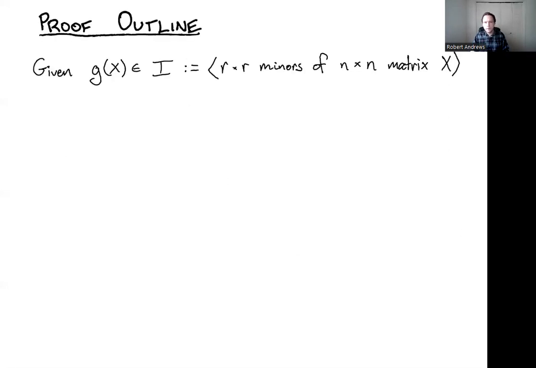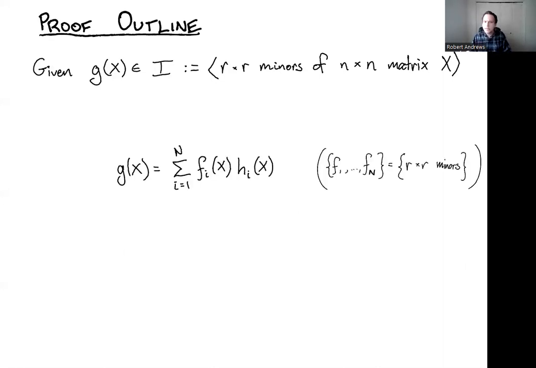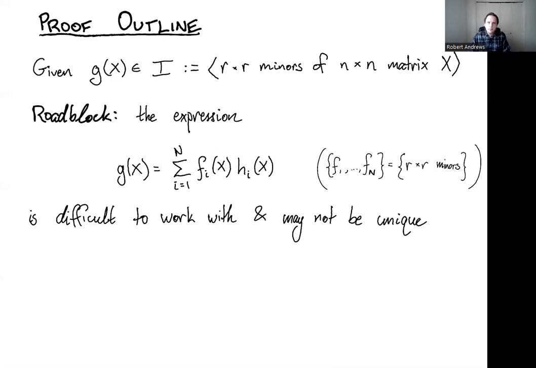So here's how the proof outline goes. We've got some polynomial g in this ideal. Now what can we say about g? Well, of course we can say that g looks like this. It's a sum of terms f_i times h_i, where the f_i are minors of the matrix, and the h_i's are just arbitrary polynomials. And you sit and stare at this and you realize that this expression is somewhat difficult to work with because these h_i's can be arbitrary polynomials. And this expression also may not be unique even.